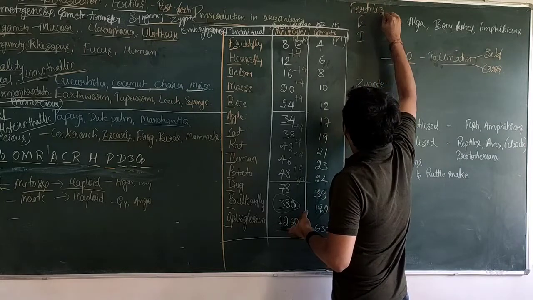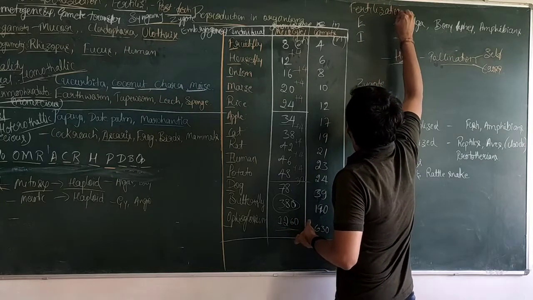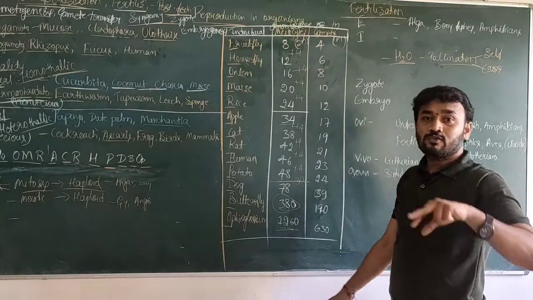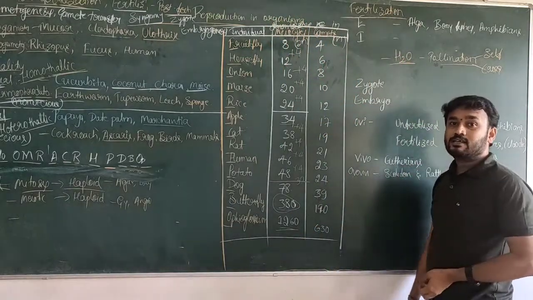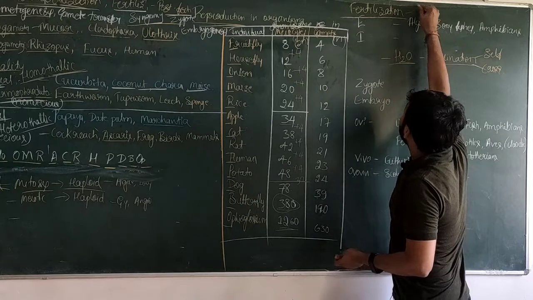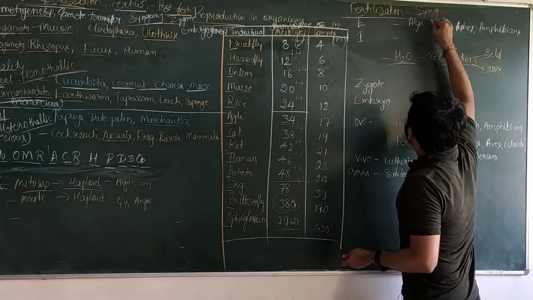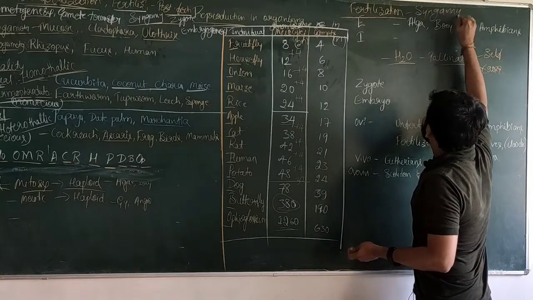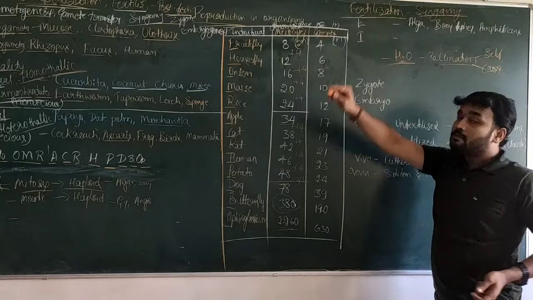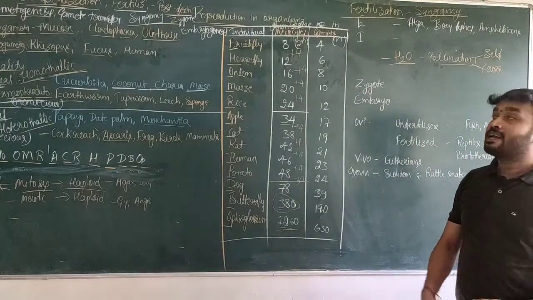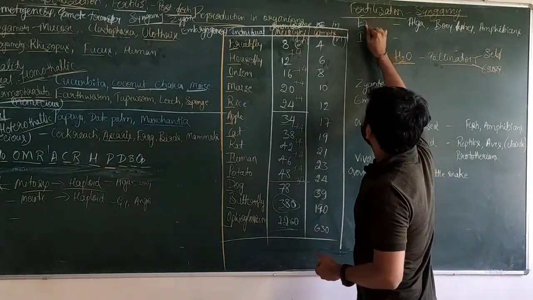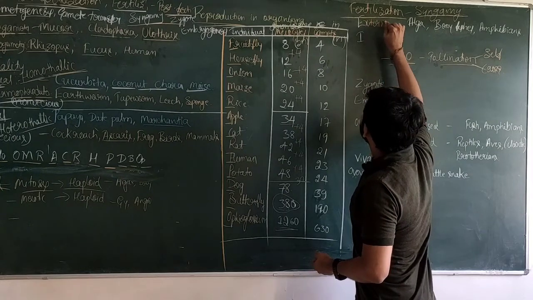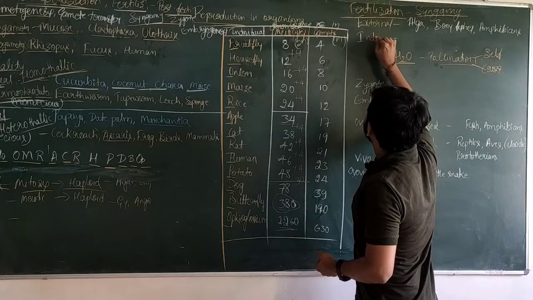Here it is permanent fusion of two gametes that is called syngamy. That is the main event that takes place during the fertilization. But this fusion is either external fusion, that is external fertilization, or it may be internal fertilization.